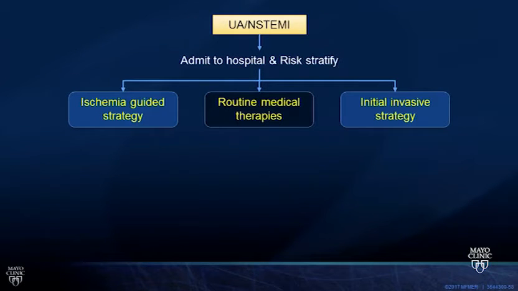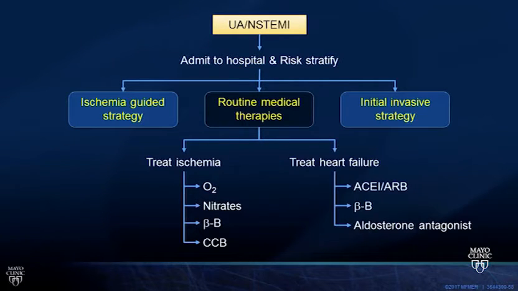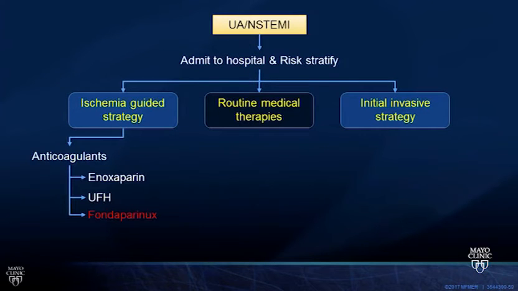First, therapies that they all get, and that's the routine medical therapies. We want to treat ischemia, so if your patient is a candidate for oxygen therapy, nitrates, beta blockers, or calcium channel blockers. We want to treat the heart failure, so modulate the disease. So inhibitors of the renin-angiotensin-aldosterone system, ACE inhibitors, ARBs, beta blockers, and aldosterone antagonists. We then need to make a decision in terms of which strategy we're going to use. If we're going to go towards an ischemia-guided strategy, we need to anticoagulate, and the options include enoxaparin, unfractionated heparin, and fondaparinux.